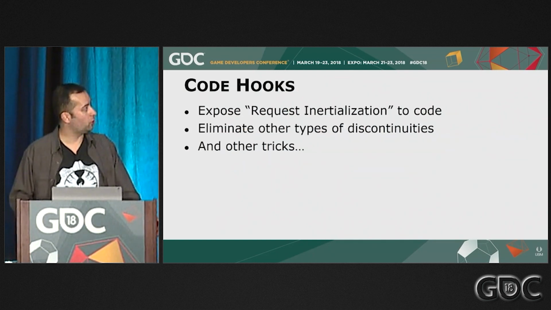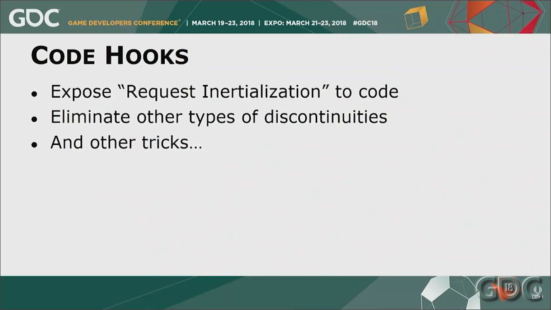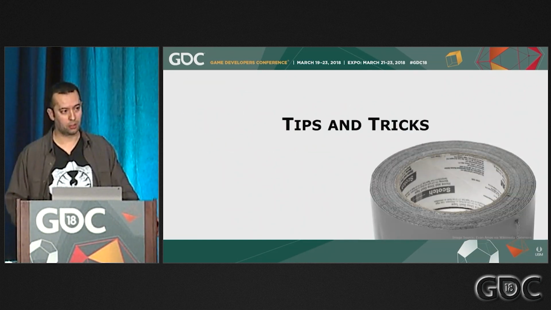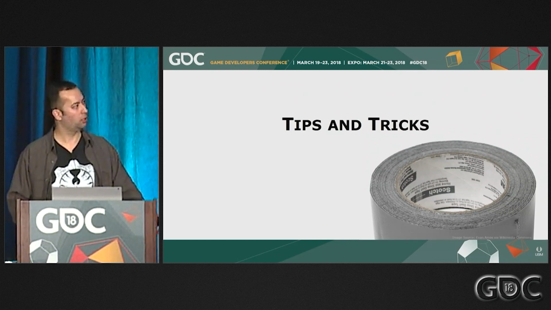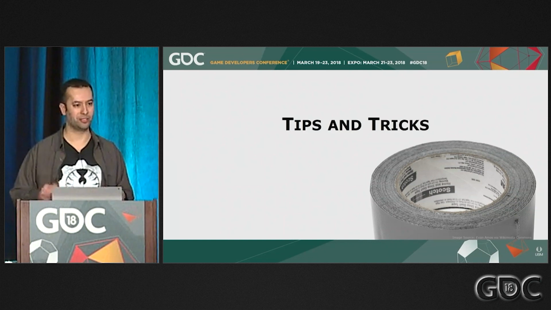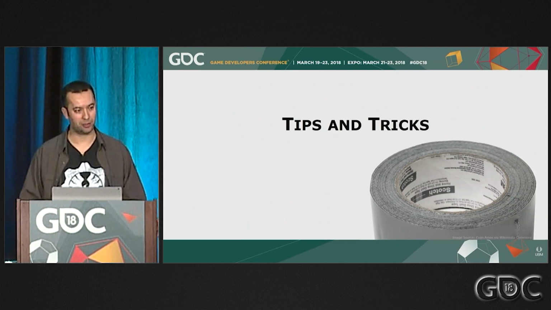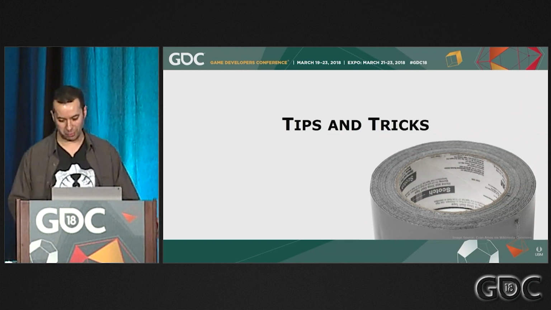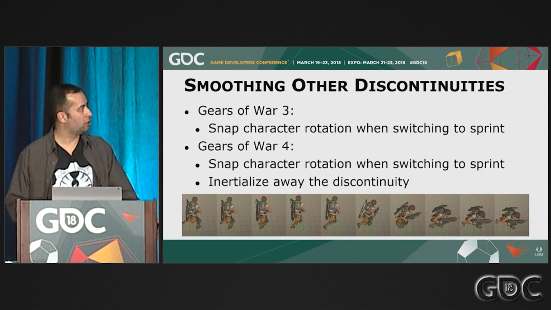And then I mentioned that there were some code hooks, and we found it useful to expose this ability to request inertialization to our actual code. We don't use it in too many places, but it's nice to eliminate other types of discontinuities, and that's my segue into a section on tips and tricks. I've got a picture of duct tape up there because I like to think of this as our animation duct tape. Every once in a while, something's not quite right, and you're like, oh, wait a minute, I've got some duct tape, I can just wrap it around, and it's all fixed. Never been better. So I'll give a few examples of that.